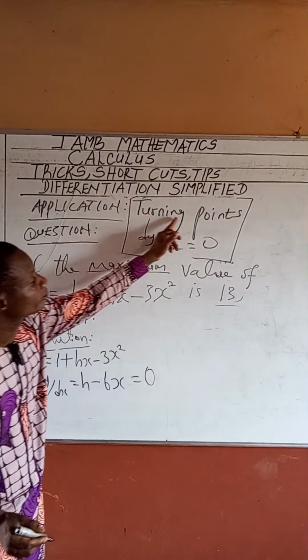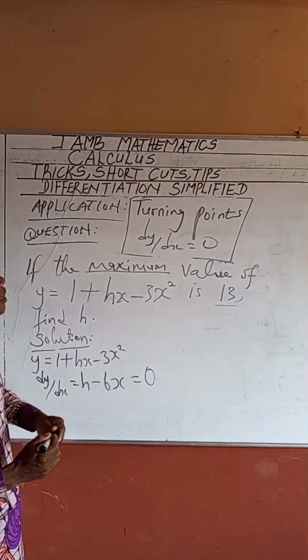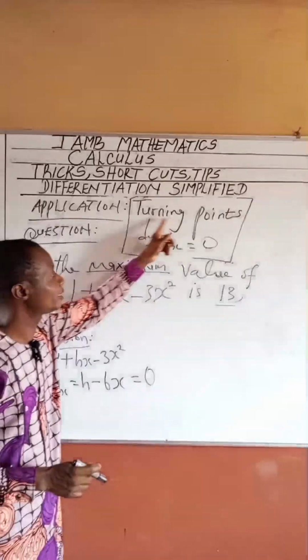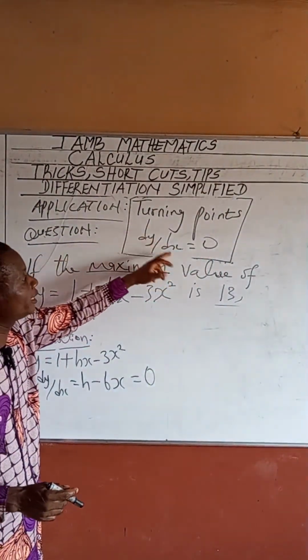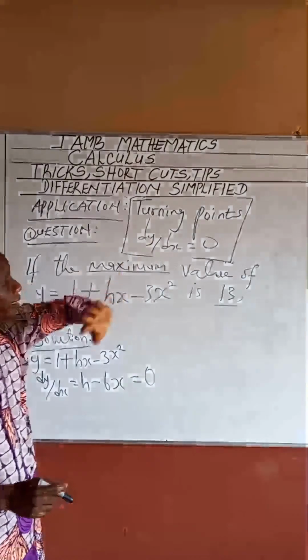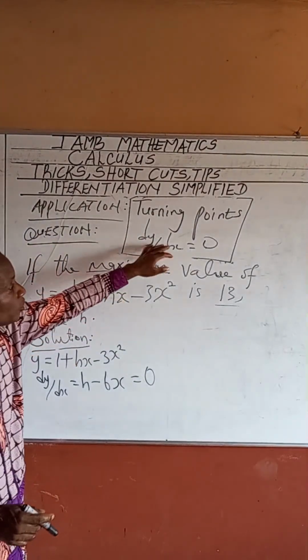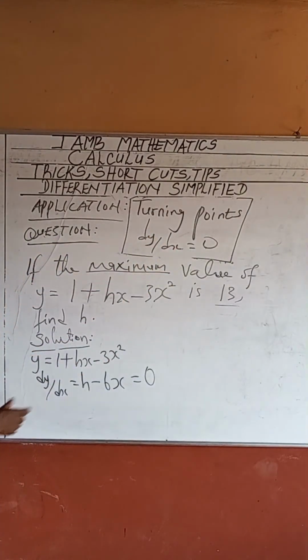Look at it here. That is the gradient. That is the turning point, sorry. Okay, that's the turning point, which means there's no gradient. Yes, this is dy/dx equals 0. At turning points, there's no dy/dx, there's no gradient. Do you get it now? That's the implication. So we proceed.